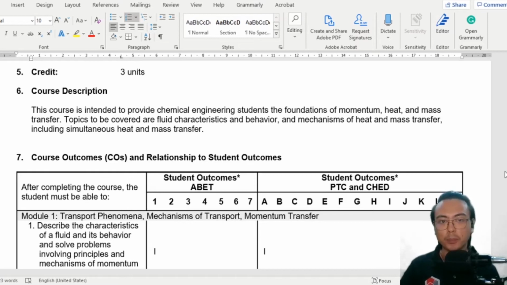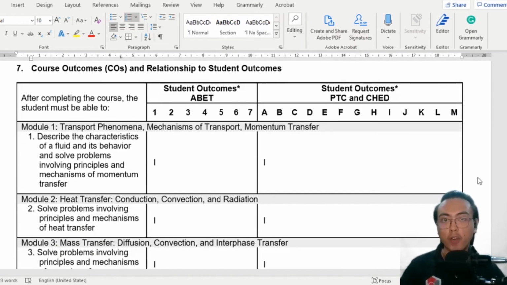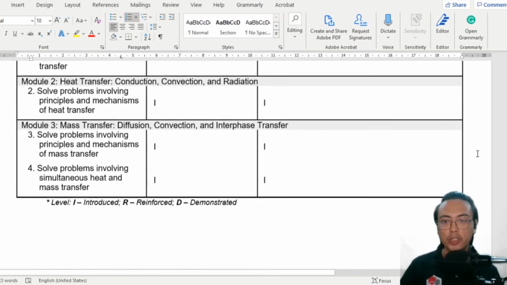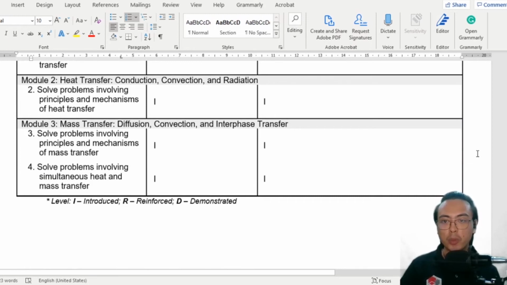Let's go over the course outcomes. The course outcomes are now divided into three because we now have three modules. Under the first module, after the completion of this course, you must be able to describe the characteristics of a fluid and its behavior and solve problems involving principles and mechanisms of momentum transfer. For Module 2, solve problems involving principles of heat transfer. And for Module 3, solve problems involving principles and mechanisms of mass transfer, and solve problems involving simultaneous heat and mass transfer.